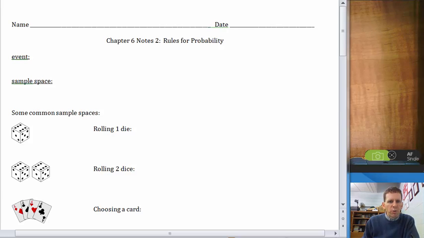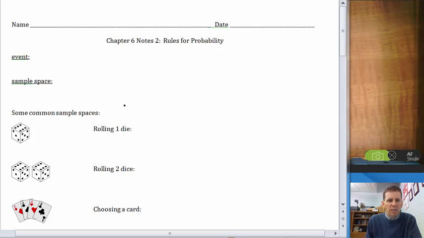These are the Chapter 6 Notes 2 on rules for probability. Today we're going to talk about sample spaces. We're going to talk about something called the multiplication counting principle, and we're also going to look at some basic rules for probability. We're going to start with a little bit of vocabulary we talked about last week.